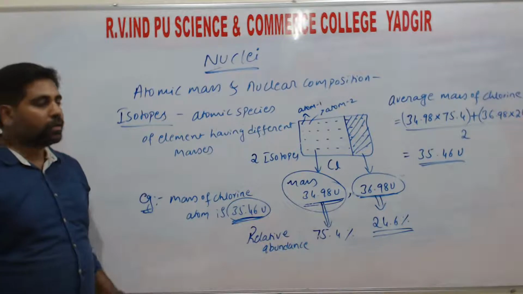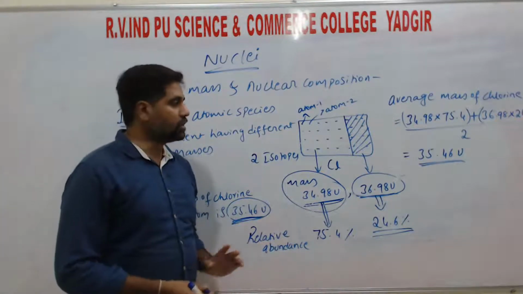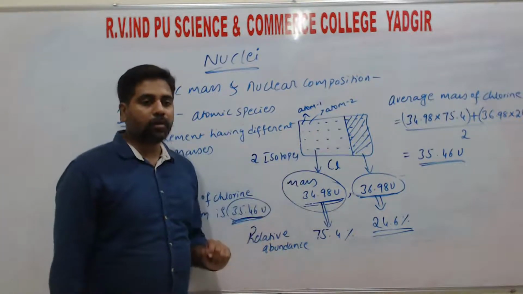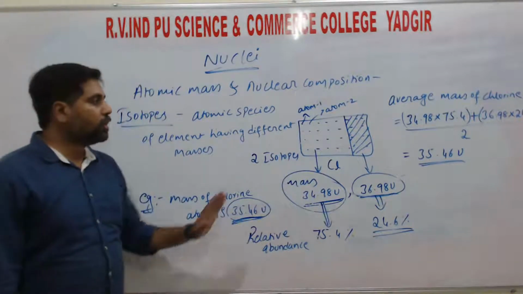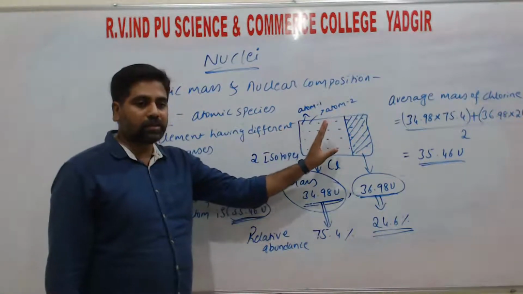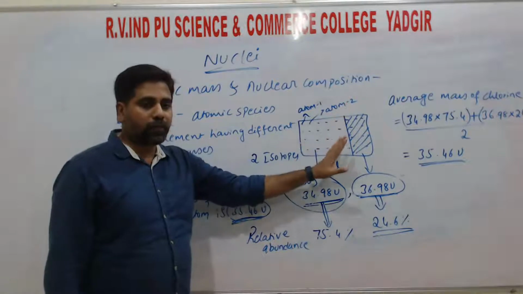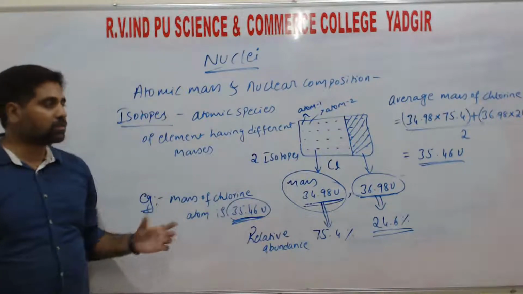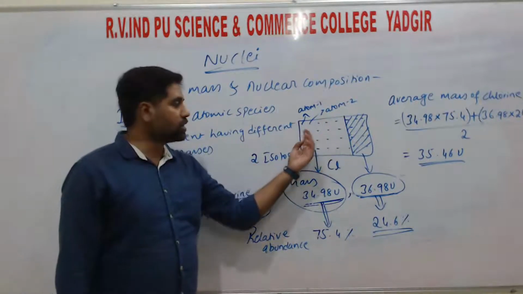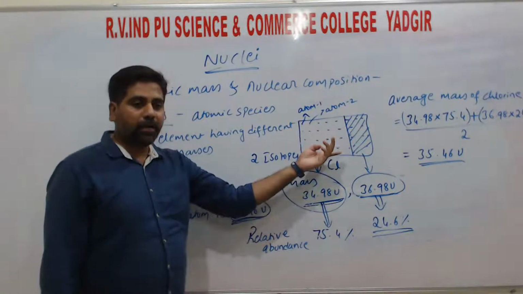So understand this one. Any element which consists of several atoms, out of those atoms some have different masses, either it may be 2 kinds of masses, or 3 kinds of masses, or 10 kinds of masses present in the same element, right?